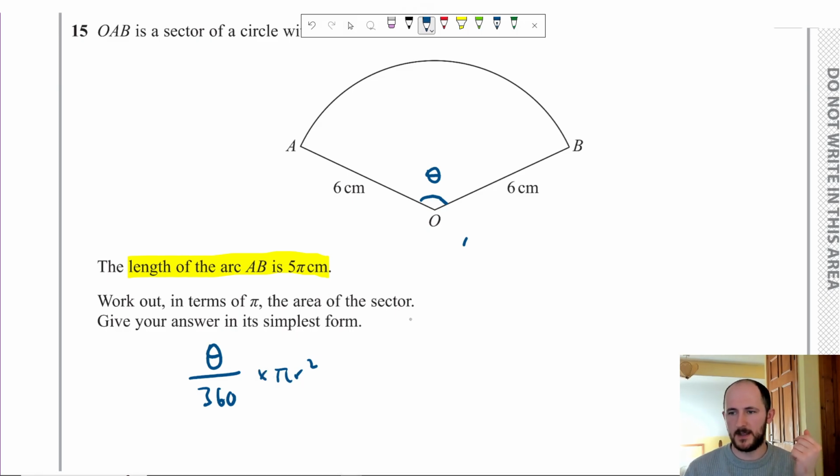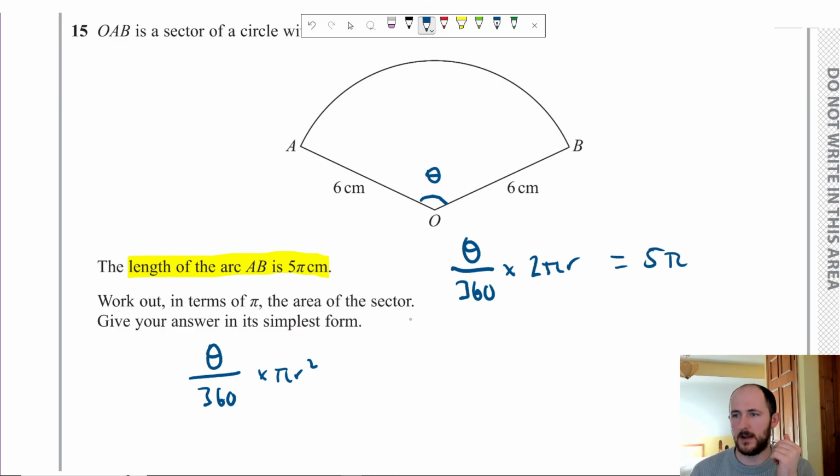Because what's the length of the arc? Well, it's still theta over 360 times the circumference of a circle, 2 pi r. And we know that that equals 5 pi. So let's sub in the stuff now. Well, the first thing I'm going to do actually is I'm going to cancel out the pi's. Because I'm just cool like that, you know.